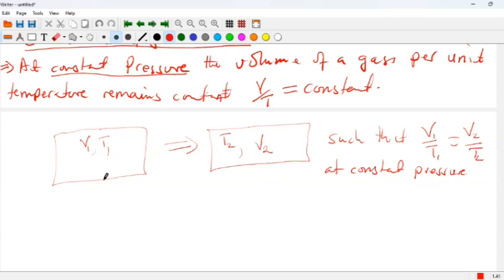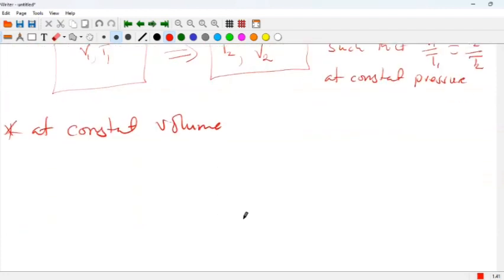It is also important to note that at constant volume, if we keep the volume constant, the pressure is inversely proportional to the temperature.